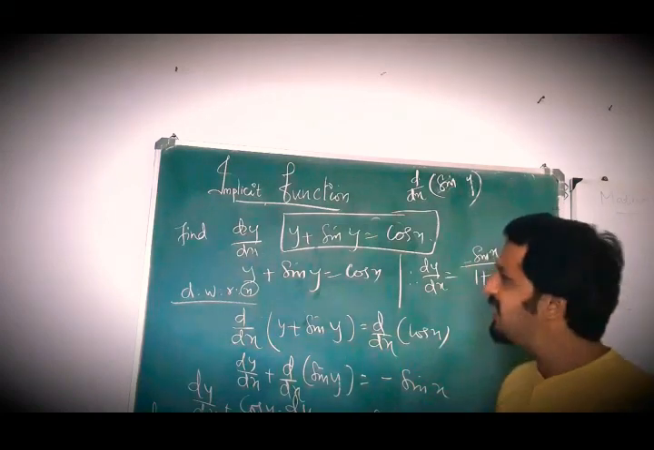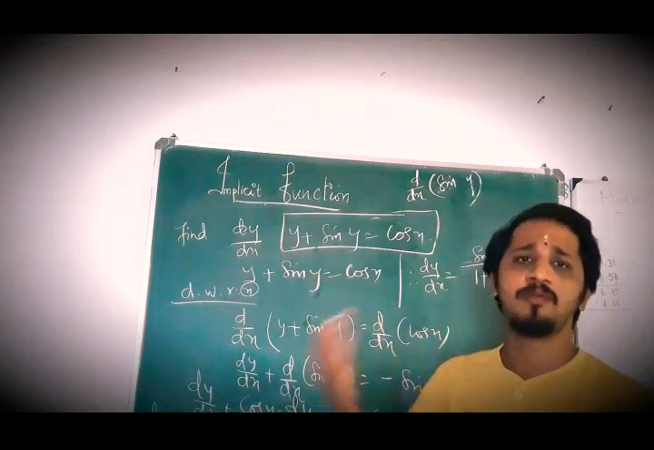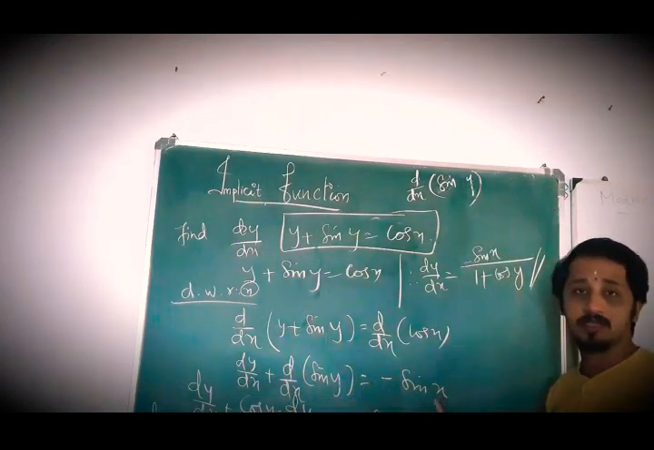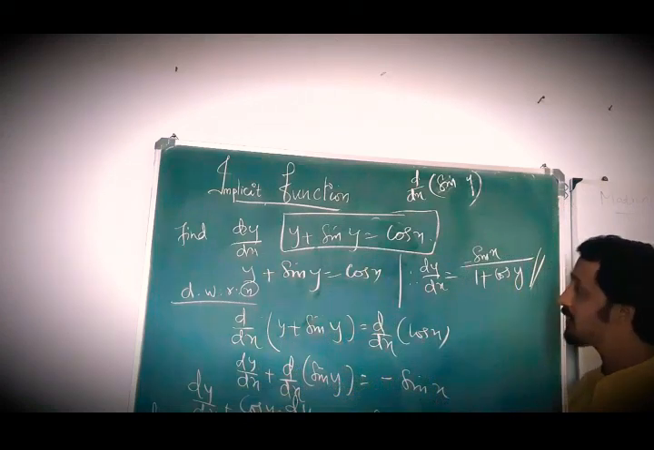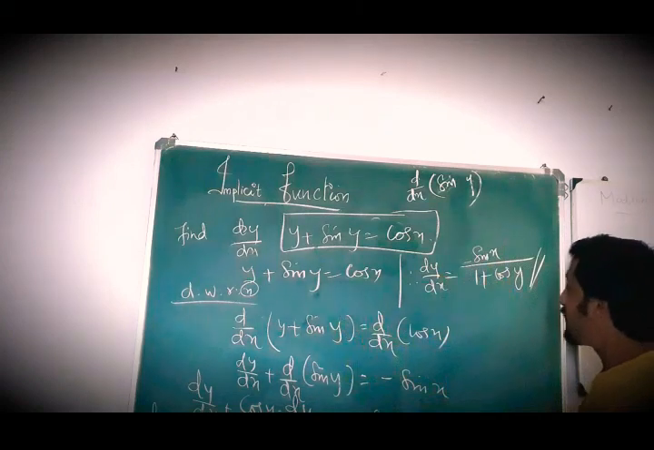Very easy, provided you know the concept of bringing y is equal to f of x function, and basic differentiation concepts. Is it clear? Is it clear to everyone? So this is dy by dx is equal to minus sin x by 1 plus cos y.